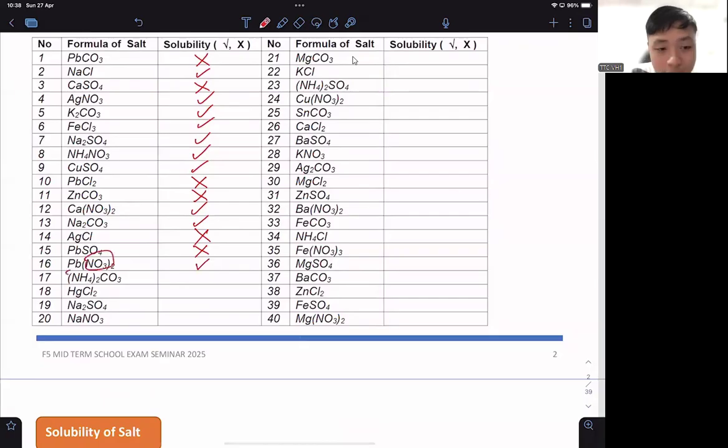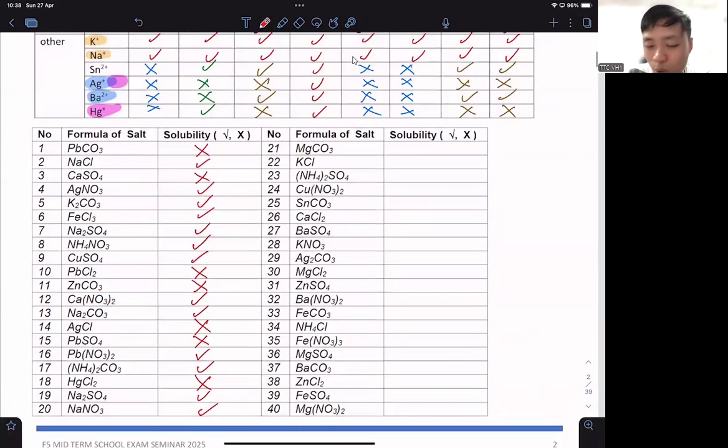Nitrate, ammonium ion, soluble. This one insoluble. It's all the Na soluble. Very simple. Carbonate no. K yes, NH4 yes, nitrate yes, carbonate no. So calcium chloride yes. Chloride only has three exceptions: Pb, Ag, Hg, insoluble. Sulfate, Pb, Ba, Ca, insoluble.